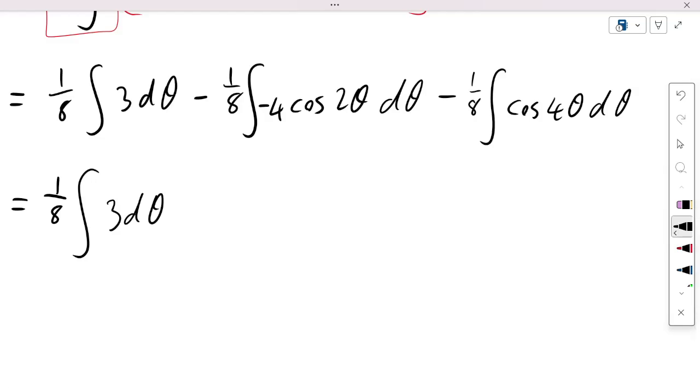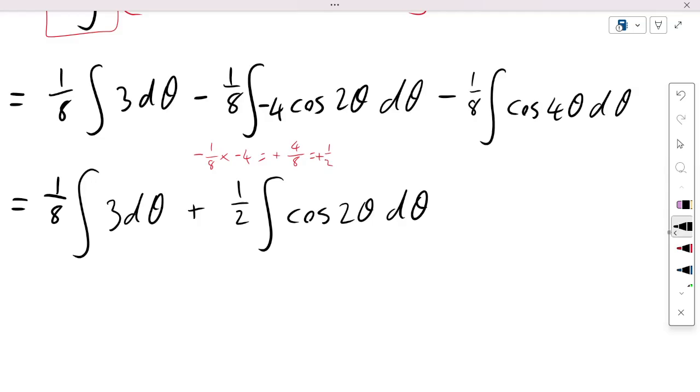But what we do see over here is we have a constant, which is negative 4, which we can actually take out. Therefore, this is negative 1 over 8 multiplied by negative 4, which will give us positive 4 over 8, which is equal to half. Positive a half, meaning that we'll just write it as plus 1 over 2 integral of cosine 2 theta with respect to theta. And now over here, there's no other constant, so we can just say that's minus an 8th integral of cosine 4 theta with respect to theta.